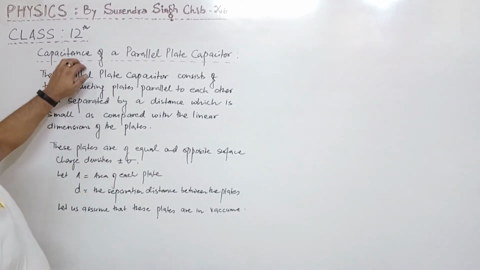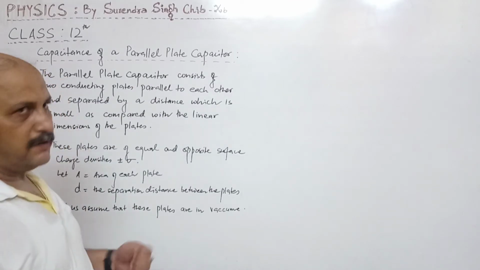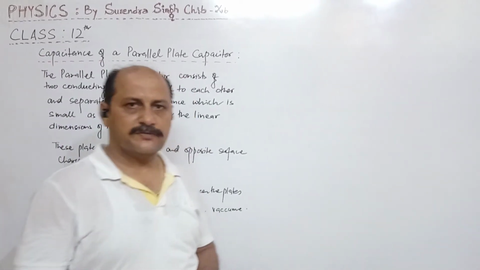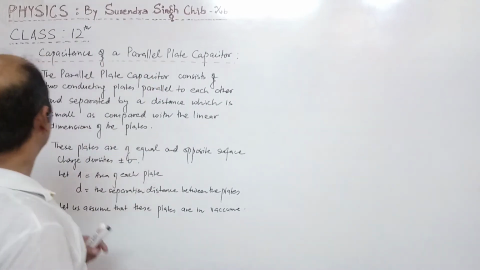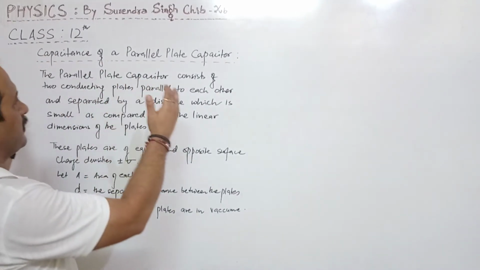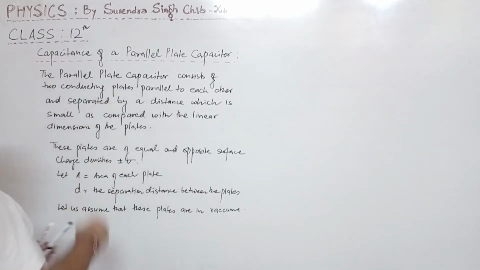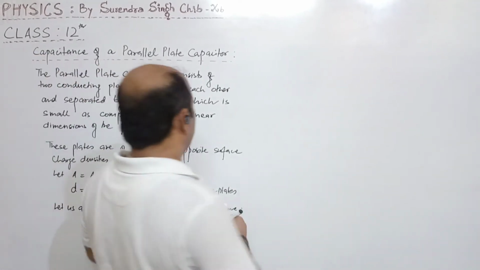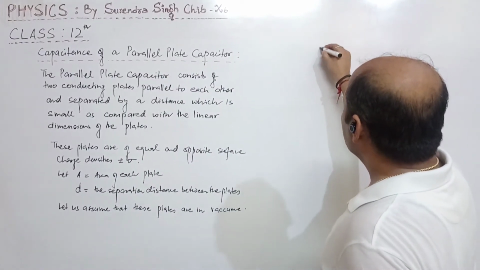Today's topic is capacitance of a parallel plate capacitor. In the previous lecture we have done capacitance of a spherical conductor which is isolated. But today we will do capacitance of a parallel plate capacitor. Now what is a parallel plate capacitor? As the name indicates, a parallel plate capacitor is made up of two parallel plates.